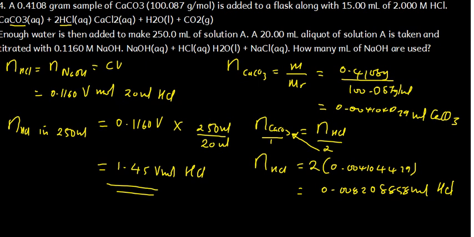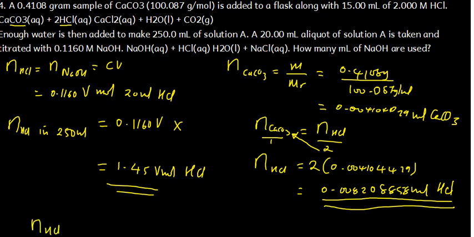So these are the moles of hydrochloric acid which have reacted in the first reaction, the moles that have reacted with calcium carbonate. Now we can find the initial number of moles of hydrochloric acid. Also remember the number of moles of hydrochloric acid present in 250 milliliters, which is the 1.45 V.